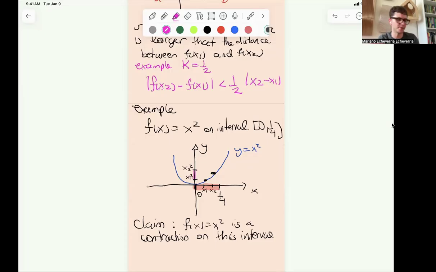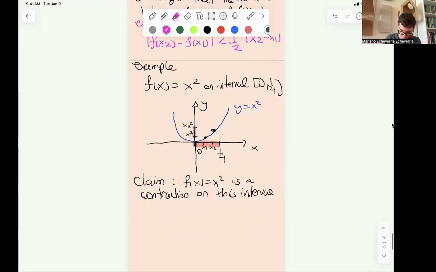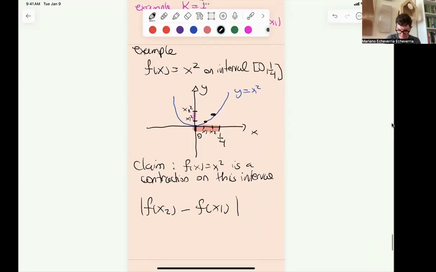Now, what is the distance between the squares? That's the fun part. This is what numerical analysis is a lot about. You have to find what people refer to as estimates. So you have to estimate the difference of many things. What is the difference of the squares? It would be f of x2 minus f of x1. That is the distance between the images. That is x2 squared minus x1 squared, right?